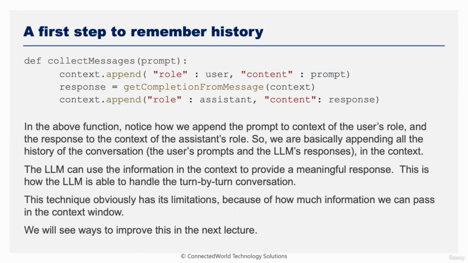So how are we remembering history here? In the above function, notice how we append the prompt to the context of the user's role and the response to the context of the assistant's role. So we are basically appending all the history of the conversation, that is the user's prompts and the LLM's responses, in the context. The LLM can use this information to provide a meaningful response. This is how it is able to handle the turn-by-turn conversation. This technique obviously has its limitations because of how much information we can pass in the context window. We will see ways to improve this in the next lecture.